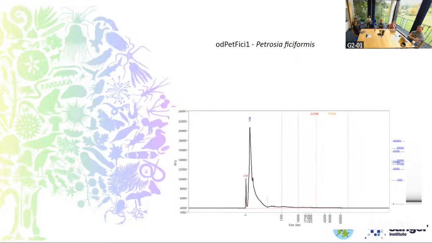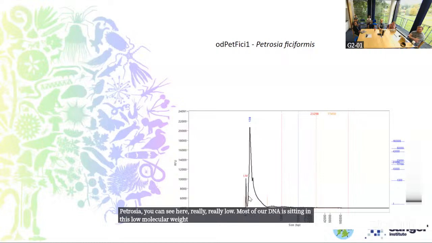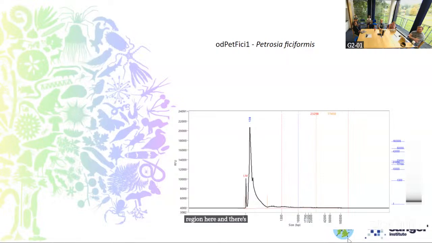Here we have a sponge, Petrosia. You can see here, really, really low. Most of our DNA is sitting in this low molecular weight region here, and there's a bit of a smearing to the right here, but all in all, not looking good. However, the yield is 9,700 nanograms, and the genome size is 0.3 gigs.